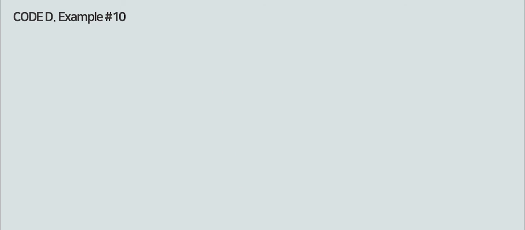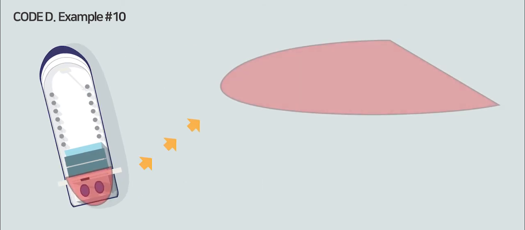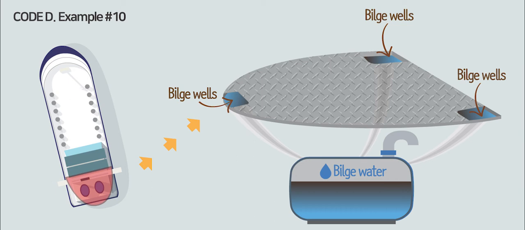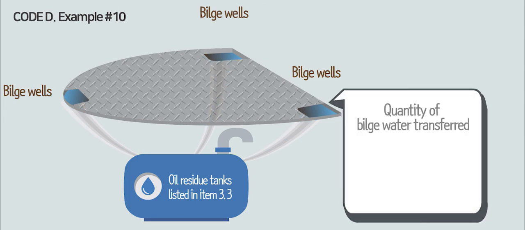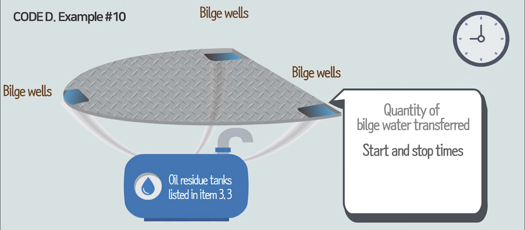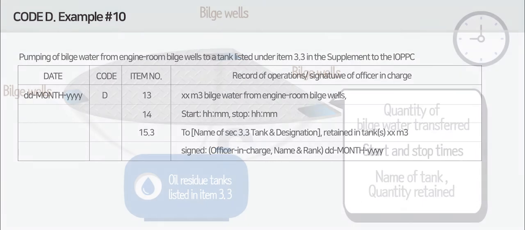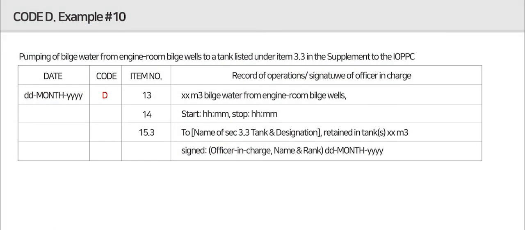Example 10. In case of pumping of bilge water from engine room bilge wells to a tank listed under Item 3.3 in the supplement to the IOPPC, Item 13. Quantity of bilge water transferred. Item 14. Start and stop times. Item 15. Name of tank listed under Item 3.3 in the supplement to the IOPPC, and quantity retained are recorded using Code D.